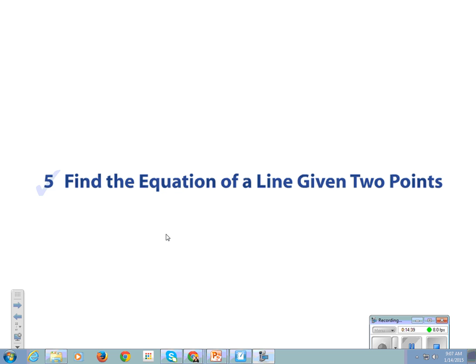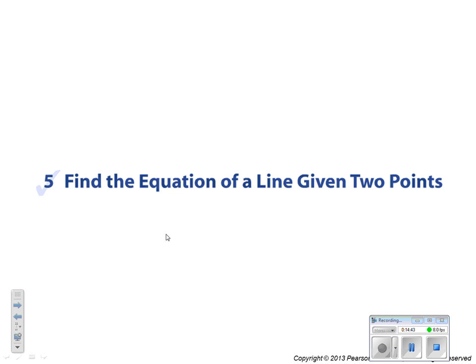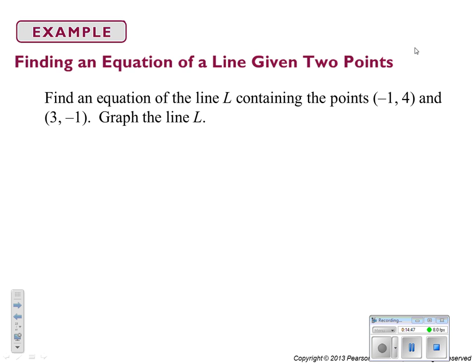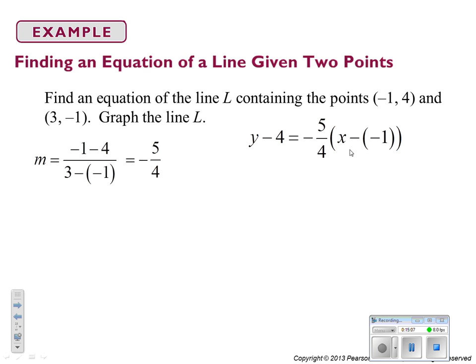All right, so now we're going to take away the part where they give us the slope, and we're going to have to calculate the slope because we're given 2 points. So if I have points -1, 4 and 3, -1, I'm going to have to find the equation and graph the line. So I use my handy dandy slope formula, plug in the y's, subtract them, plug in the x's and subtract them. My slope is negative 5/4. I could then use point slope.